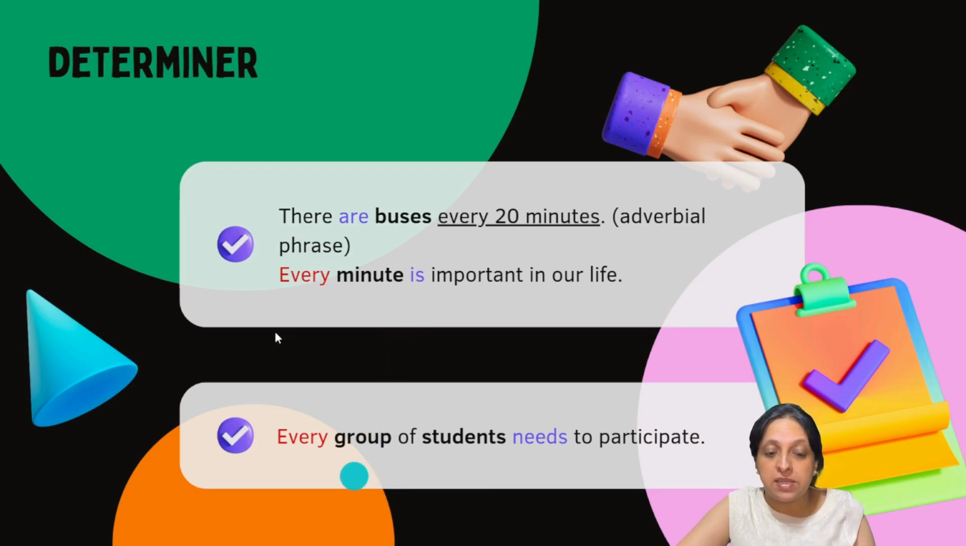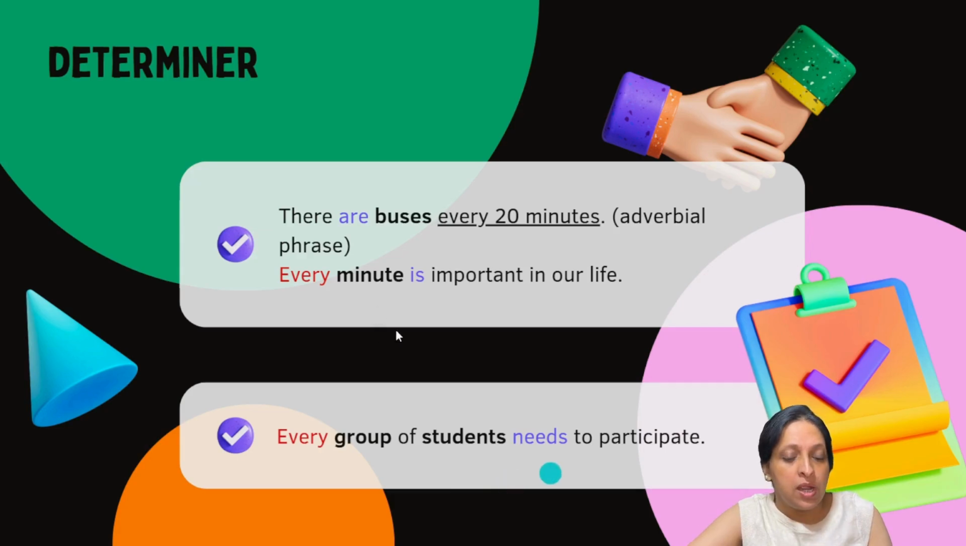Now check out this sentence. Every group of students needs to participate. Why are we using needs here? Because, see, we are using students. We just said that every always takes a singular subject. But I am saying here that students is not a singular subject. It is a plural subject. But here there is a contradiction. We are seeing that students is not a singular subject. Then how can every take a singular verb?